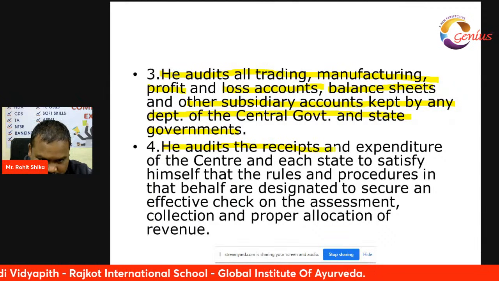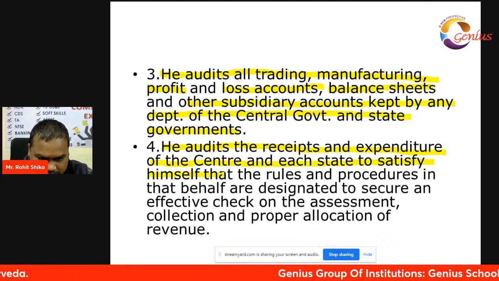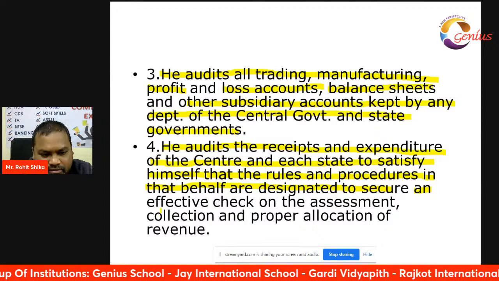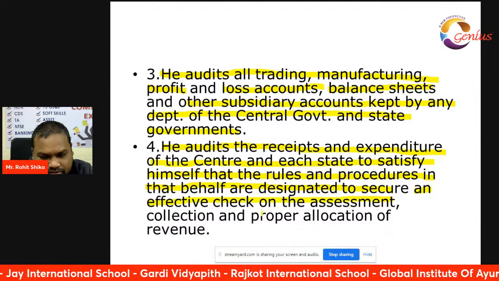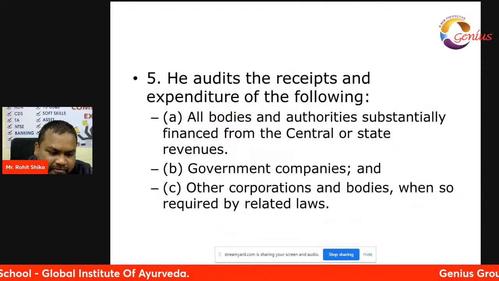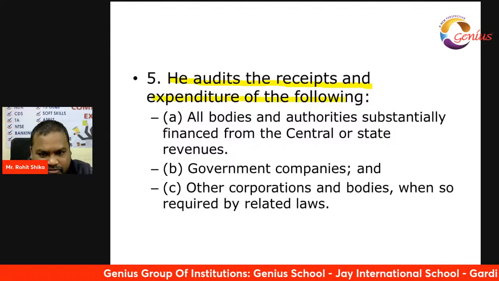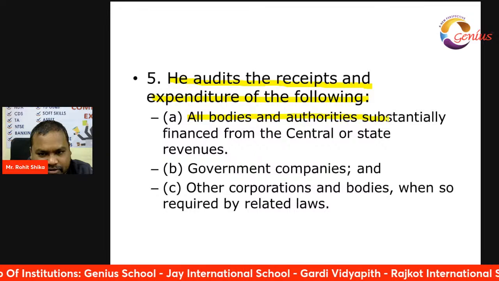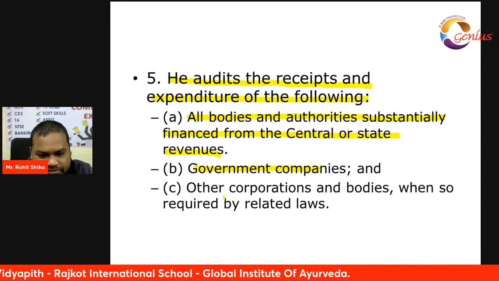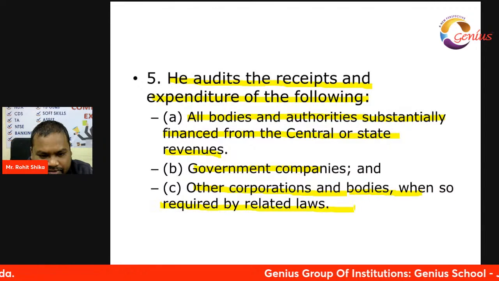He audits the receipts and expenditure of the center and each state to satisfy himself that the rules and procedures in that behalf are designed to secure an effective check on the assessment, collection, and proper allocation of revenue. He audits the receipts and expenditure of the following: all bodies and authorities substantially financed from the central or the state revenues, government companies, and other corporations and bodies when so required by related laws.